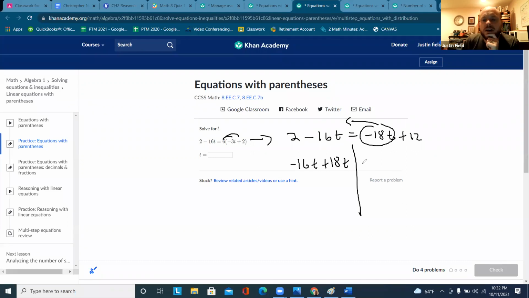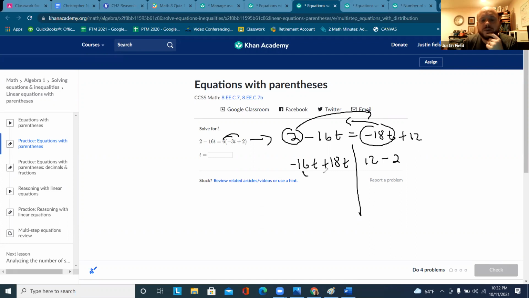And the numbers on the right. 12 is already on the right. 2 is a number on the left. It's going to move over to the right because the numbers go to the right. 2 is positive on the left, so on the right, it's going to be negative.